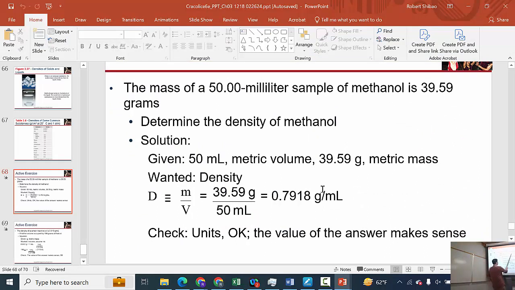Here, the mass of a 50 milliliter sample of methanol is 39.59 grams. So if we take the mass divided by the volume, we get the density. So here's the mass divided by the volume, we get the density. But how many sig figs is this?